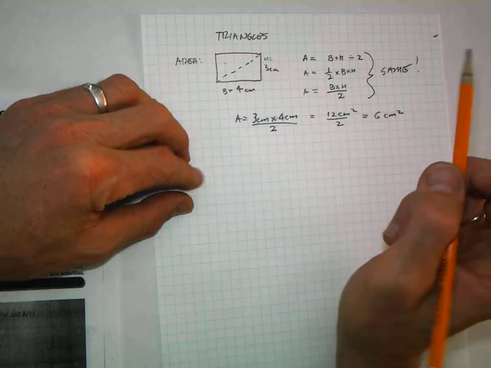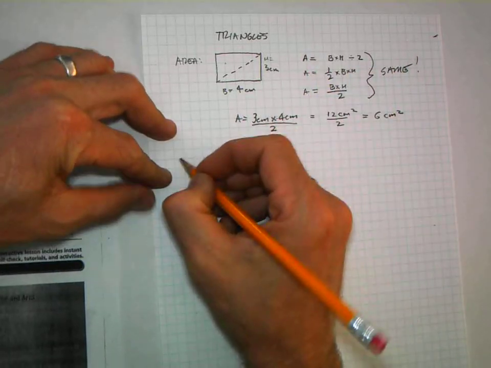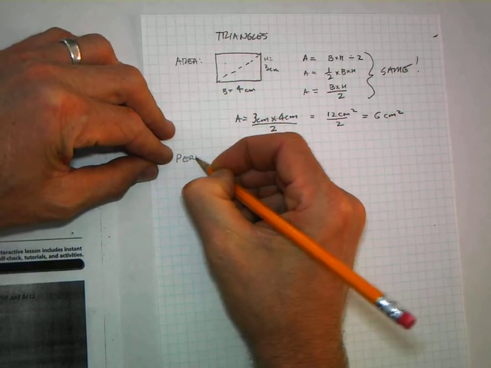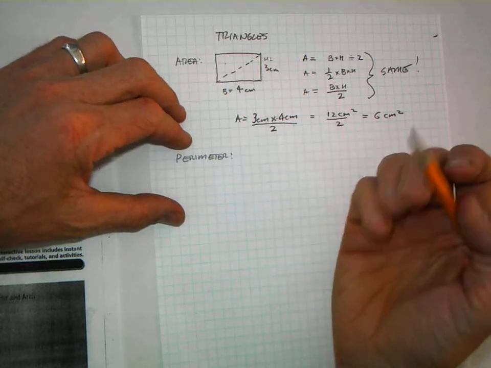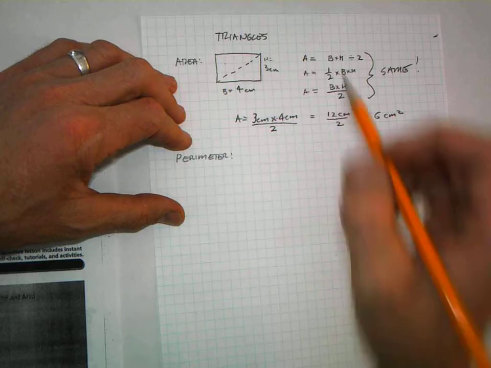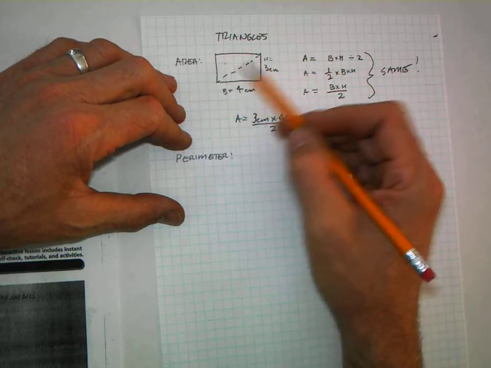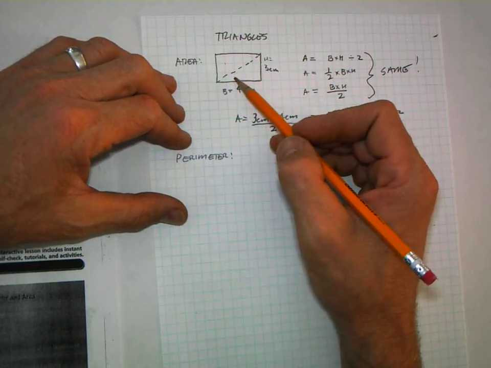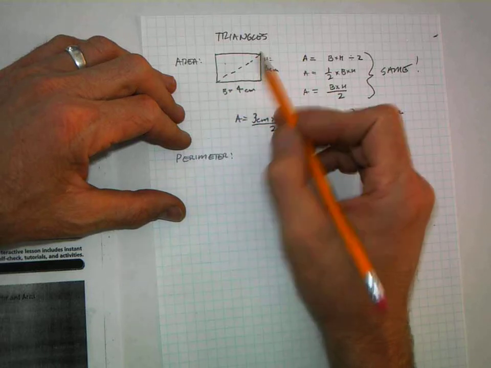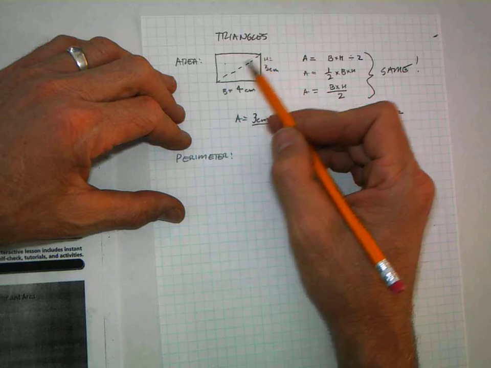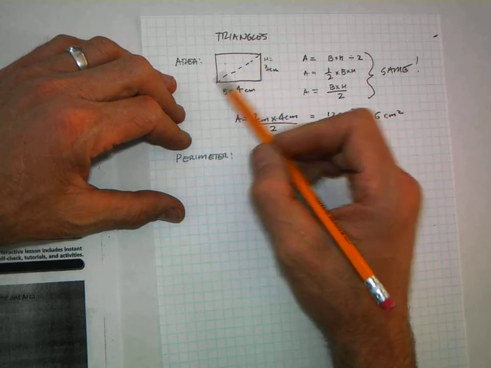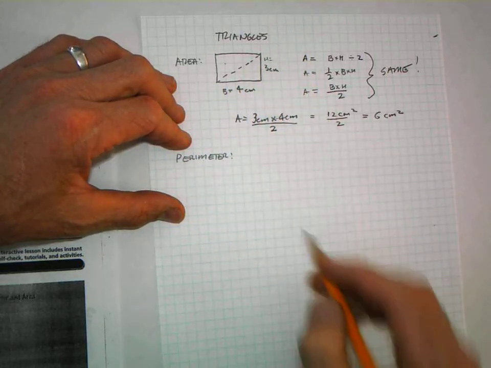Okay. How about the perimeter? The perimeter of a triangle is actually a little bit trickier. The perimeter is going to use the Pythagorean theorem that we learned in 1-6, because for the perimeter of this you're going to have to know the length of this side, the length of this side, and the length of that side. So let's just continue with this example here.